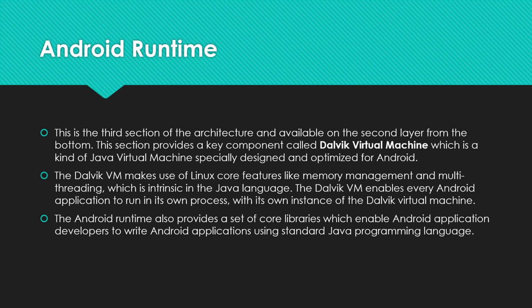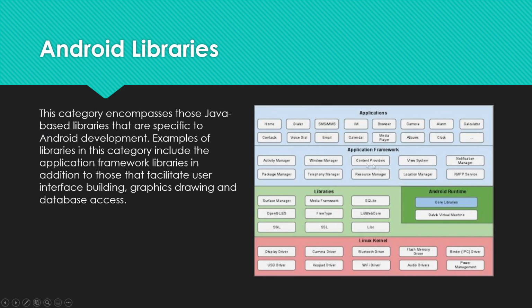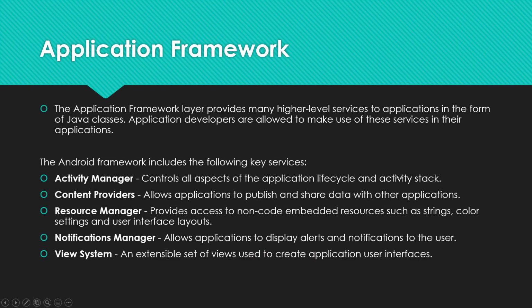So Android does not use the JVM. It uses DVM to run the Java programming language, which is a high-level programming language. Okay. So the next layer is the application framework. Okay, you can see here, application framework. Under the application framework, we have the services in this layer.